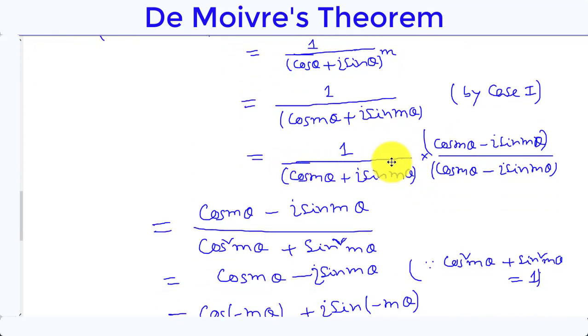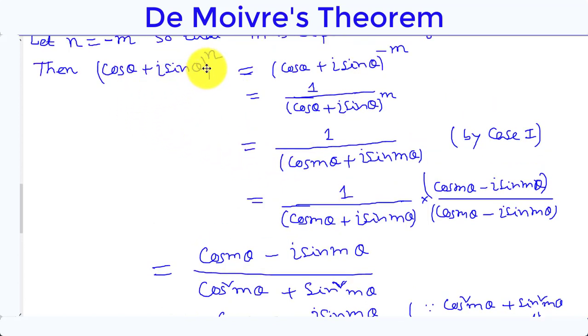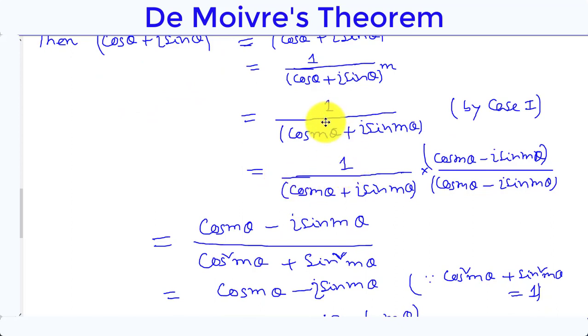Now multiplying numerator and denominator by the conjugate of cos m theta plus i sin m theta, we have (cos theta plus i sin theta) whole raised to the power n is equal to 1 by (cos m theta plus i sin m theta) into (cos m theta minus i sin m theta) by (cos m theta minus i sin m theta). This quantity is the conjugate of this quantity.